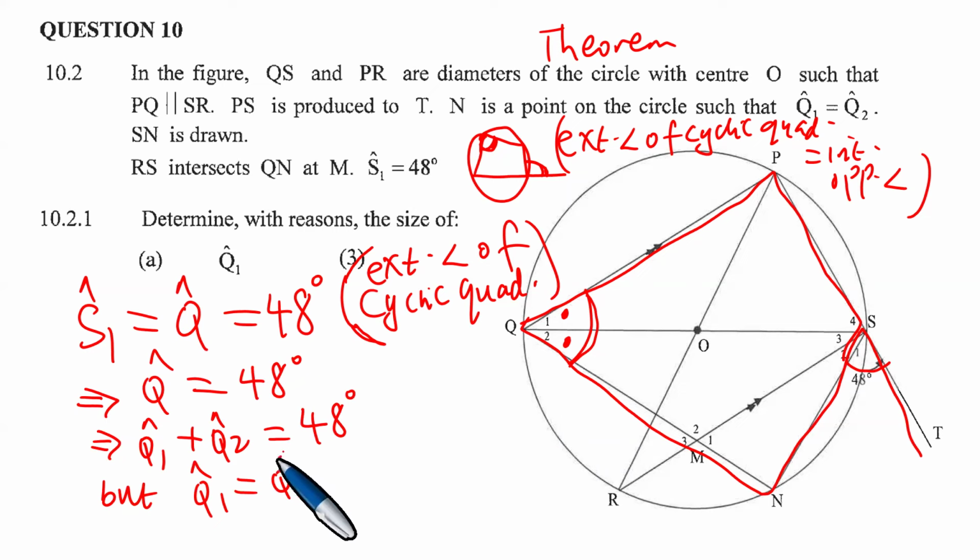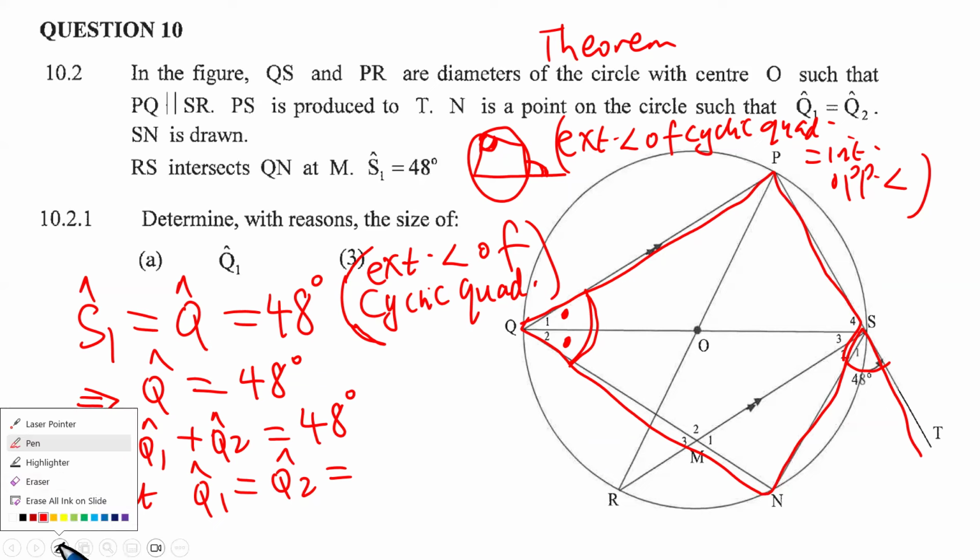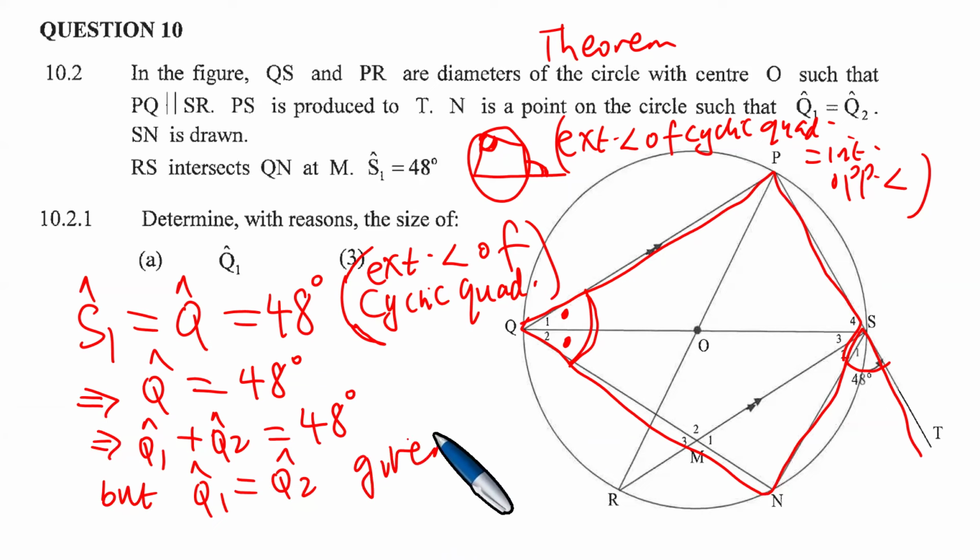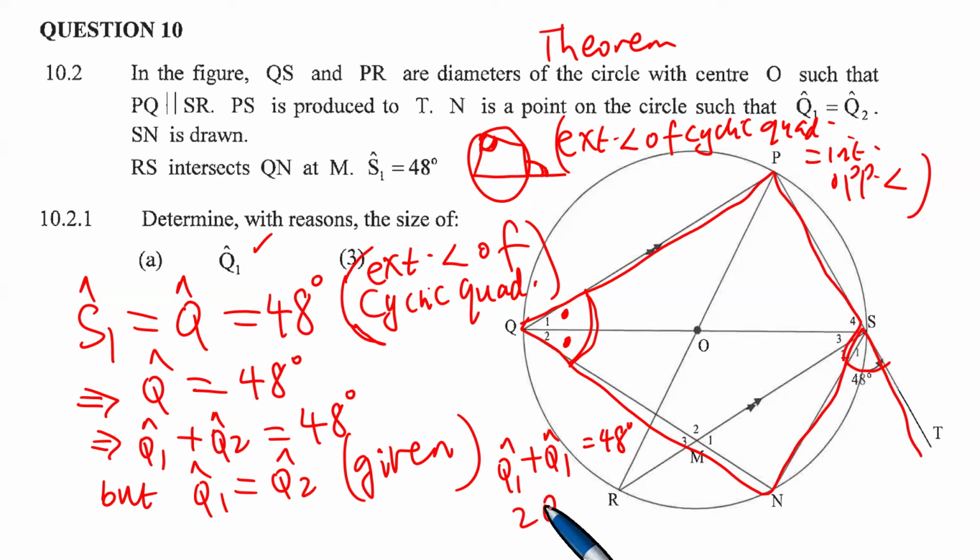Why is angle Q1 equals angle Q2? Angle Q1 is equal to angle Q2 because it was given. And with that mentioned, we want only Q1. So wherever there is Q2, we shall put Q1, so that we have Q1 plus Q1 equals 48 degrees, so that 2Q1 equals 48 degrees.